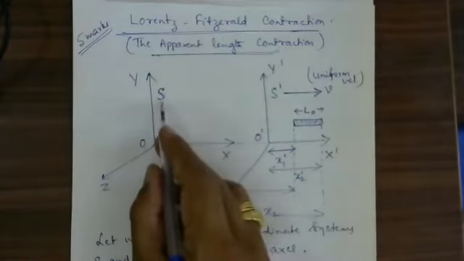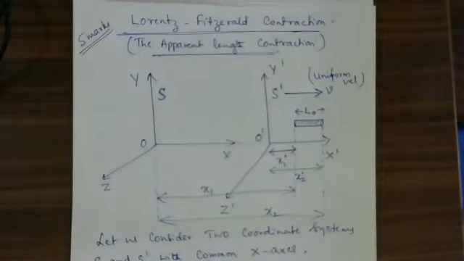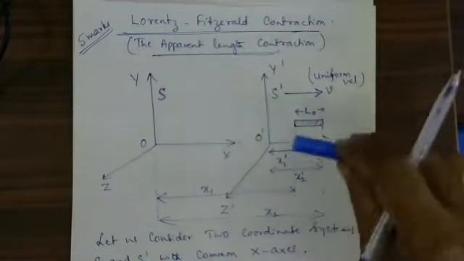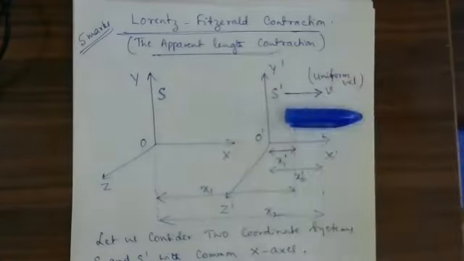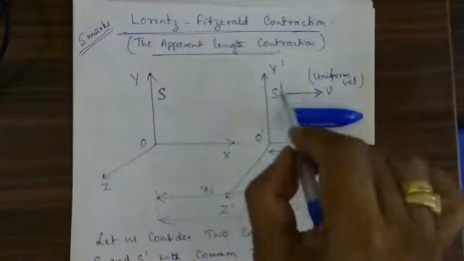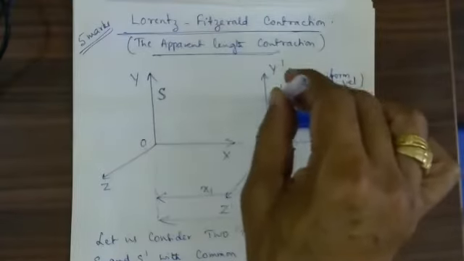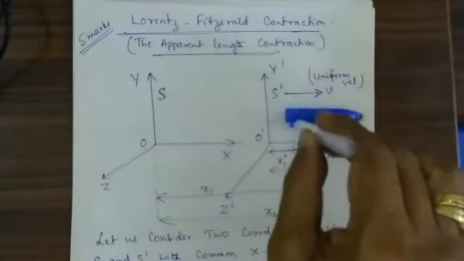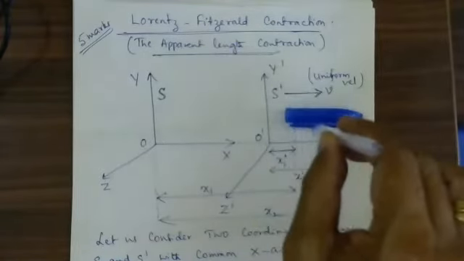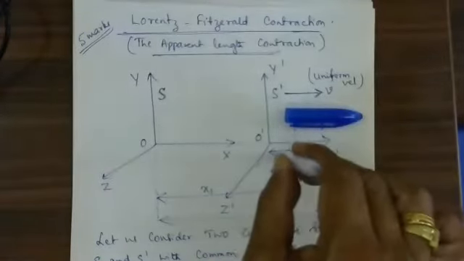This is with respect to the frame S. This is a rod, lying along the x-axis in the frame S dash. Let us imagine a person is also present in S dash. For him, this appears as L0. For him, L0 is equal to x2 dash minus x1 dash.